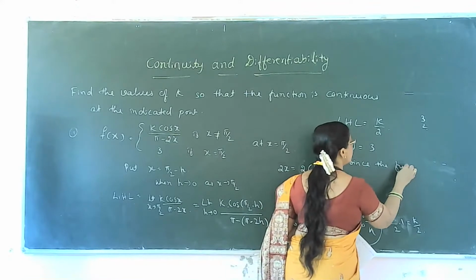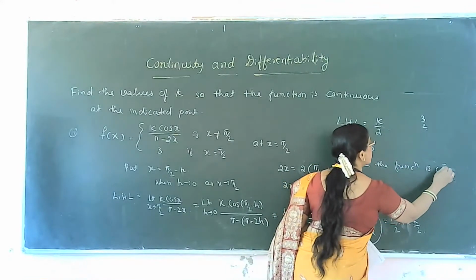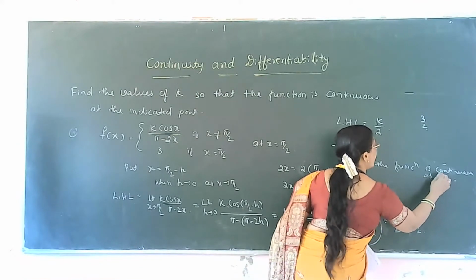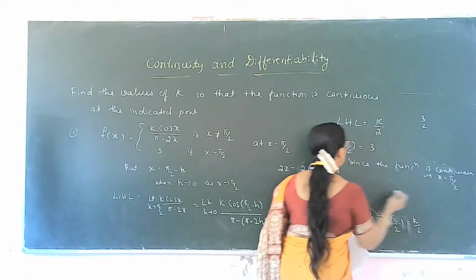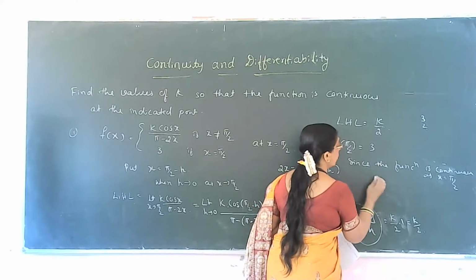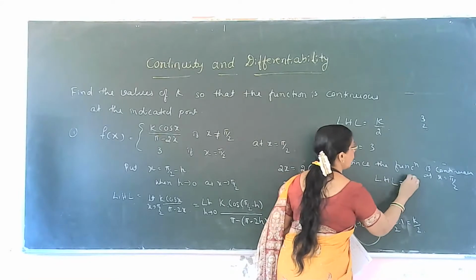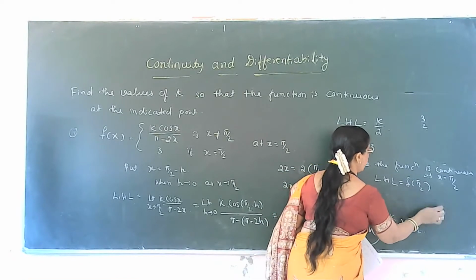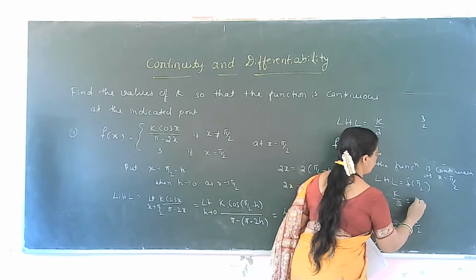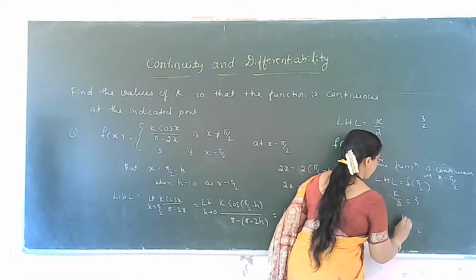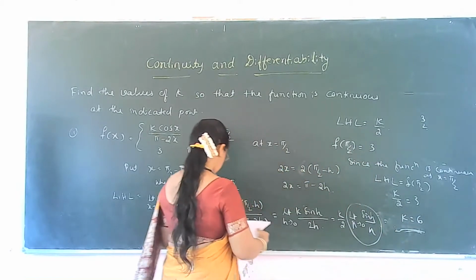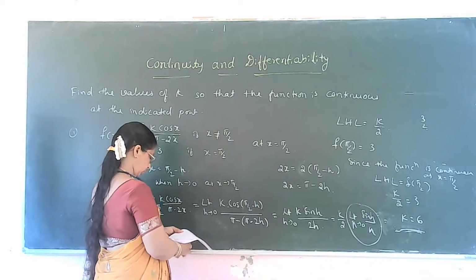Since the function is continuous at x equal to 5 by 2, the limit k by 2 is equal to f of 5 by 2, which is equal to 3. Therefore, k is equal to 6.